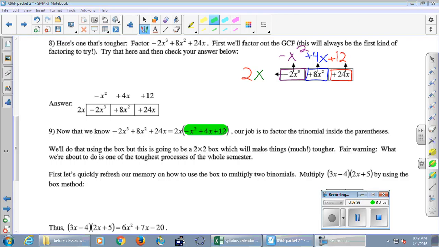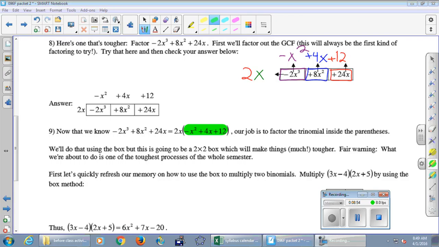Now, we can't do the greatest common factor anymore because the greatest common factor of the 3 things I just highlighted is 1. There's nothing else that goes into all 3 of those things other than 1. You could always factor out 1, but that doesn't ever change anything. So it's just a brand new kind of factoring that we're after here.